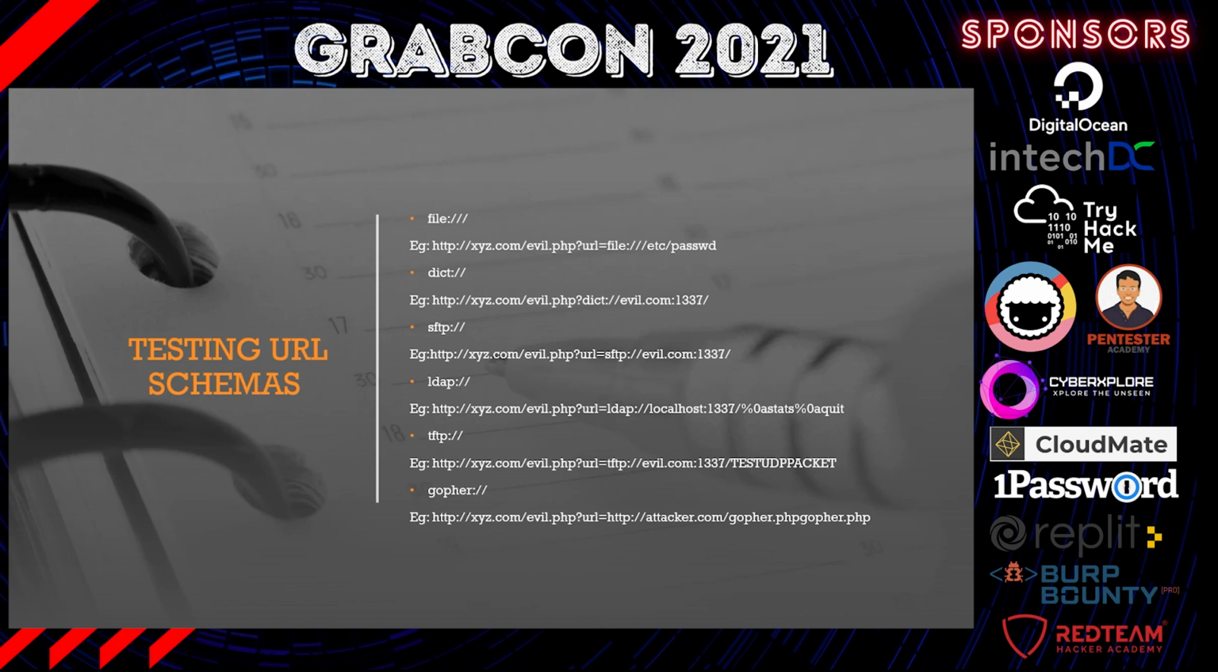The first one is the file wrapper. File is used to fetch a file from the file system. The second one is dict. The dict URL scheme is used to refer to definitions or word lists available using the dict protocol. The third one is SFTP. It stands for SSH File Transfer Protocol. It is a separate protocol packaged with SSH that works in a similar way over a secure connection.